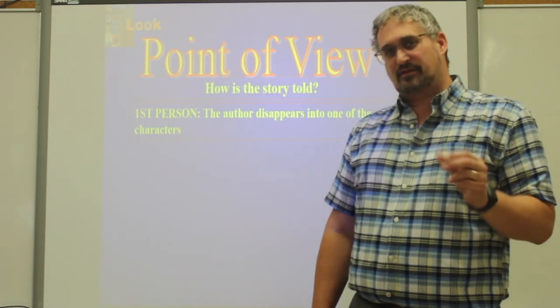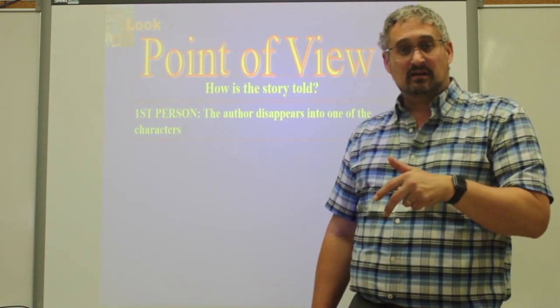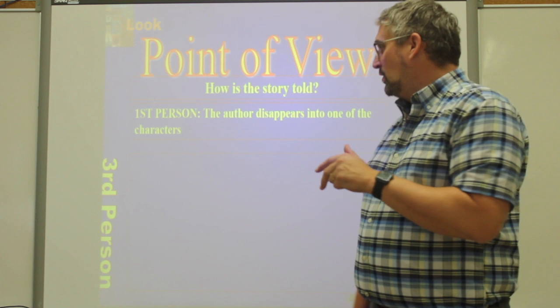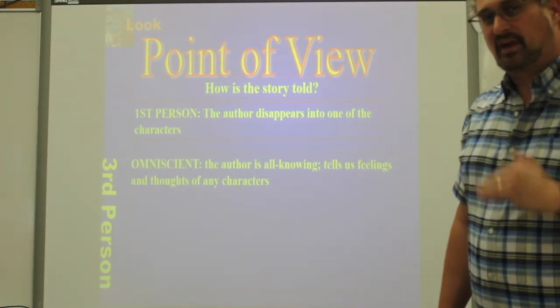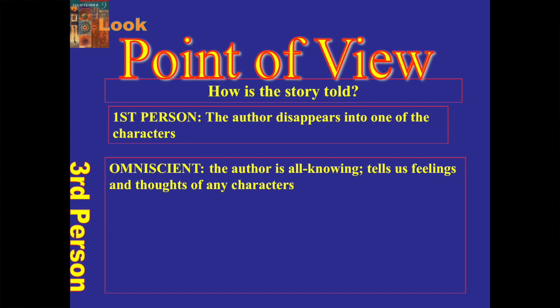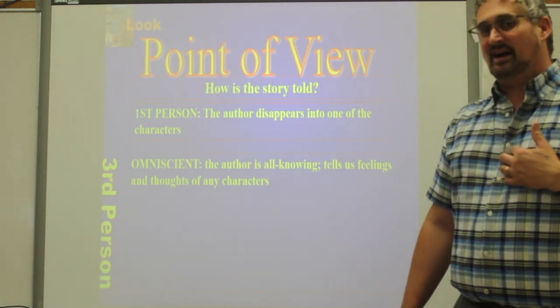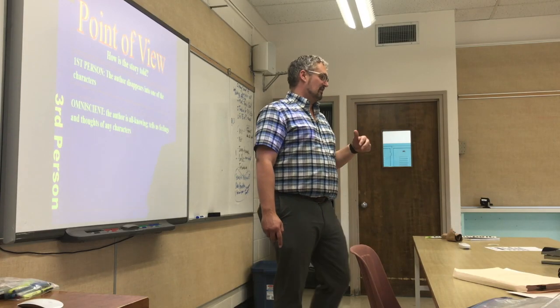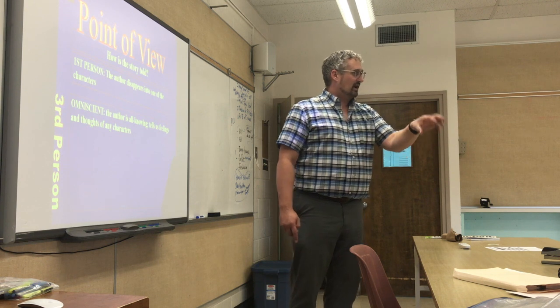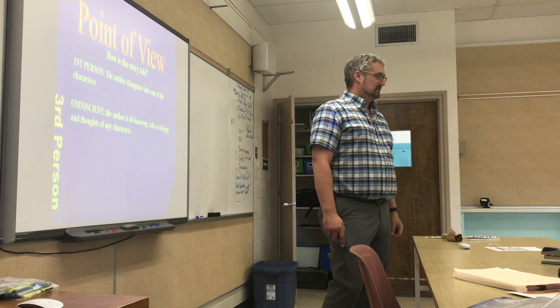Next one is third person. So us, them, she, he. But also there's three subcategories of third person narration as well. So the first subcategory is omniscient. The author's all-knowing, all-seeing, and tells us the thoughts and feelings of more than one character, is inside the head of more than one character.